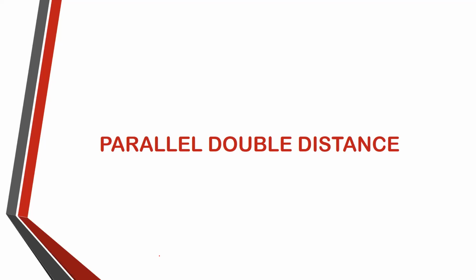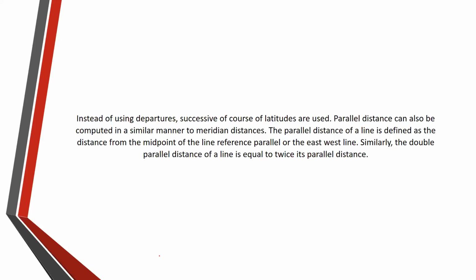Next, let's go now to the parallel double distance. In parallel double distance, instead of using departure, successive courses of latitude are used. In computing DMD, what we use is the departure. But when we are computing for DPD, double parallel distance, we will now use the latitude. It is just vice versa.